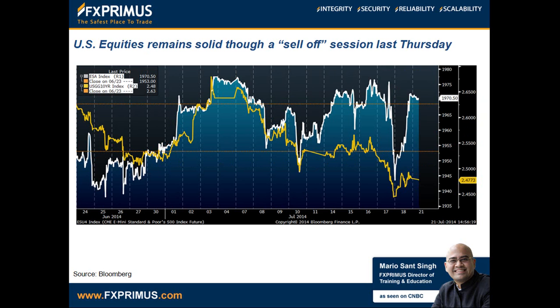Equities, this is the US equities. You can see that it still remains very solid. Although there was a selling off session on Thursday night, you can see on Friday it bounced back again, right? So this is the S&P index. So for the entire equity session, you can see if you trade, because we have some indices in our platform.